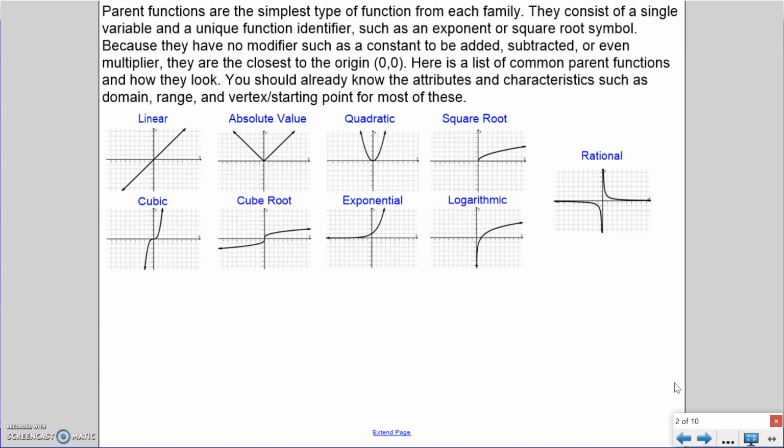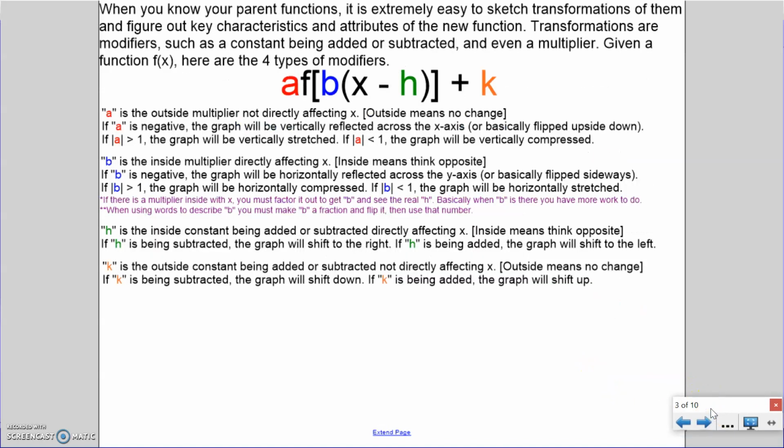Here's a list of common parent functions and how they look. You should already know the attributes and characteristics, such as the domain, range, and the vertex or starting point for most of these. If you don't know, then start setting up, but it should come back to you. So when you know their parent functions, it is extremely easy to sketch transformations of them and figure out key characteristics and attributes of the new function.